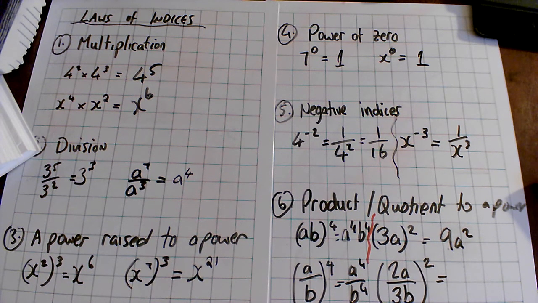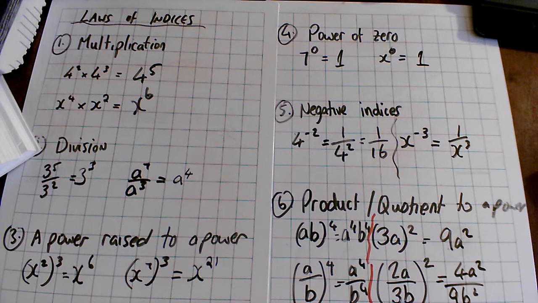And where that's more going to come up is something like this last one. And it's going to be 2a over 3b, all to the power of 2. So 2a to the power of 2 is 4a squared. And the bottom, 3b to the power of 2, is 9b squared. And that one's finished there.